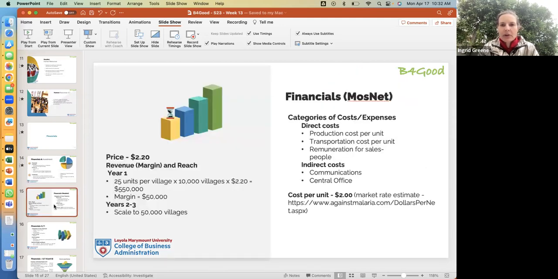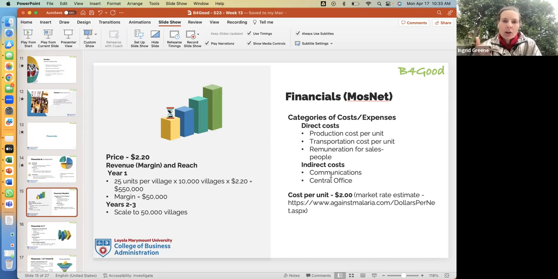We'll do MOSNet first. Here, the categories of costs and expenses are the direct costs or the production costs per unit. So these are the mosquito nets again, right? Then you have your transportation costs to get the units to where they need to go, and your remuneration for salespeople. So you're going to need to pay people to go out and actually sell the mosquito nets.